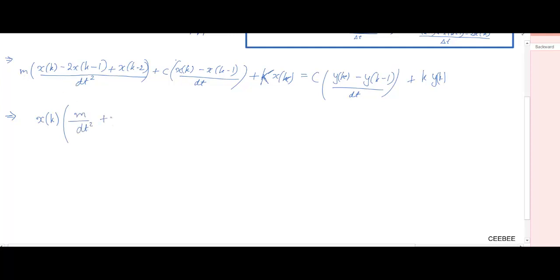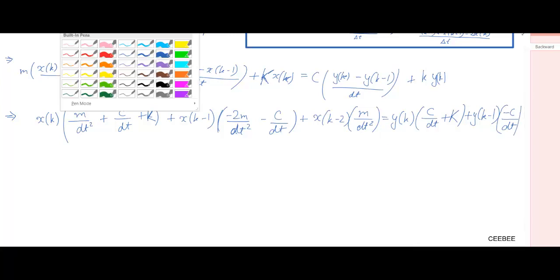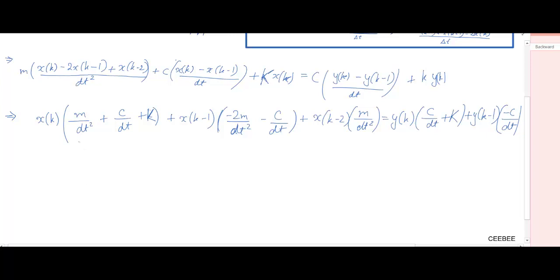So m over dt squared plus c over dt plus k. Now you find the common x k minus 1, which will be negative 2m over dt squared minus c over dt, and x k minus 2 will be just m over dt squared. We'll do the same thing on the right hand side: c over dt plus k, and y k minus 1 times c over dt. For simplicity, let's call these parts a1, a2, a3, a4, and a5.